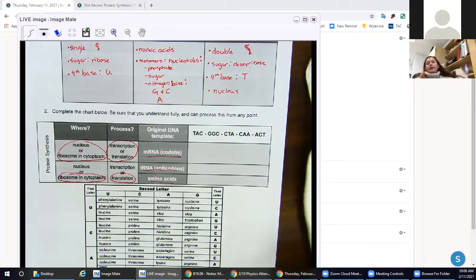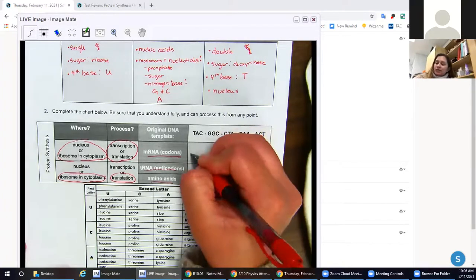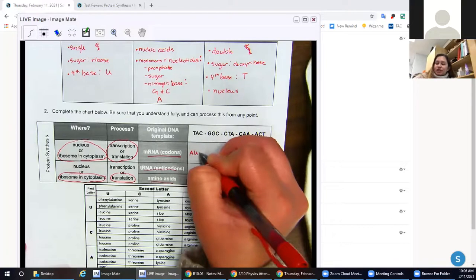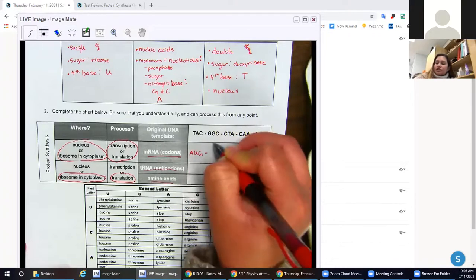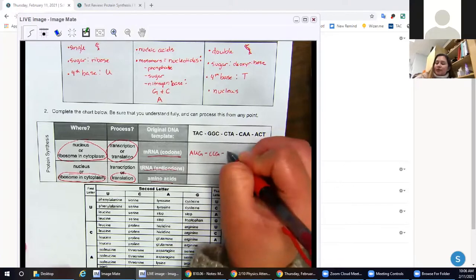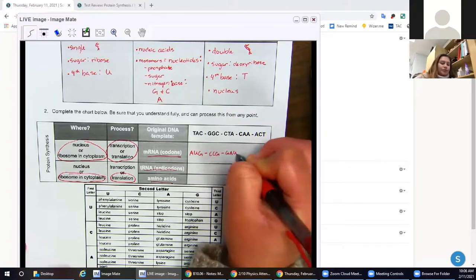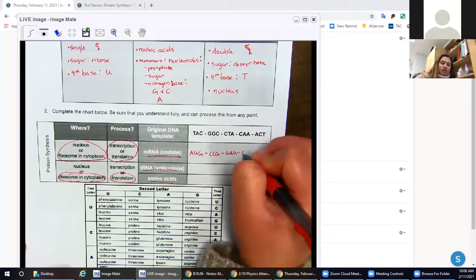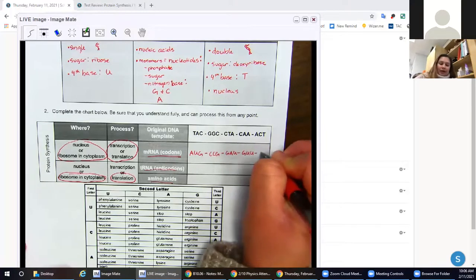So when you're making your mRNA, it's the complementary strand to DNA, except that it doesn't have any thymines. It only has uracil. So T still goes with A, but this time A goes with U, C goes with G. GGC would be CCG, CTA would be GAU, then we have GUU, then we have UGA.